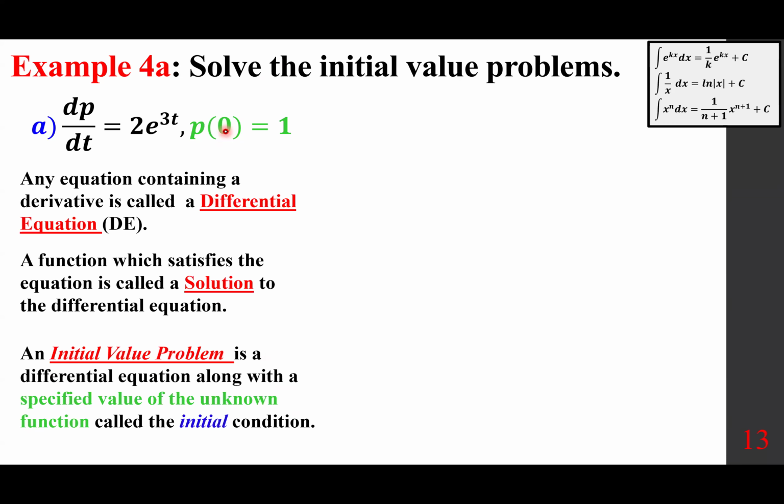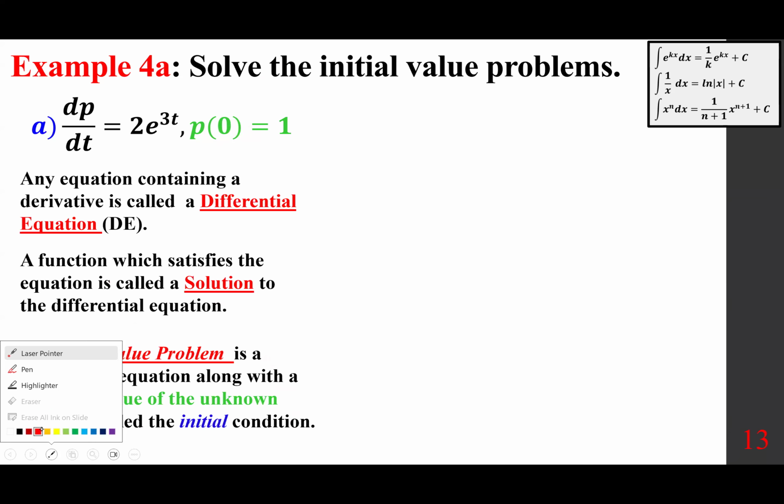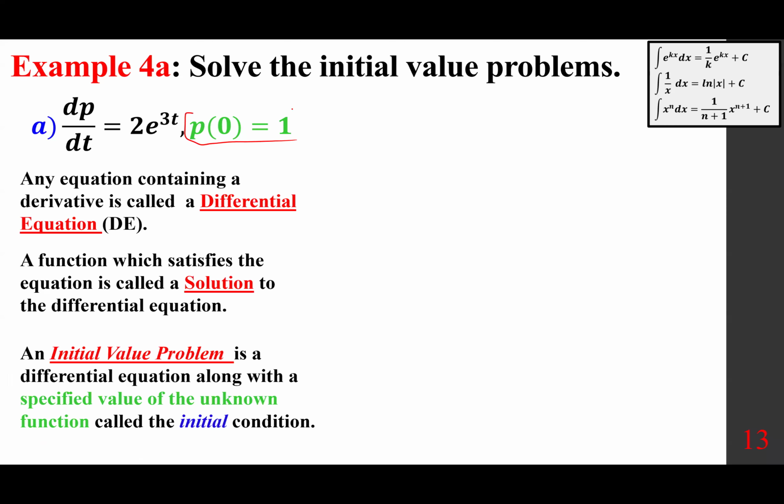Meaning, for now, we're going to ignore that to see what happens. We're going to completely ignore that. And we're going to work on this by putting the dt to the other side.